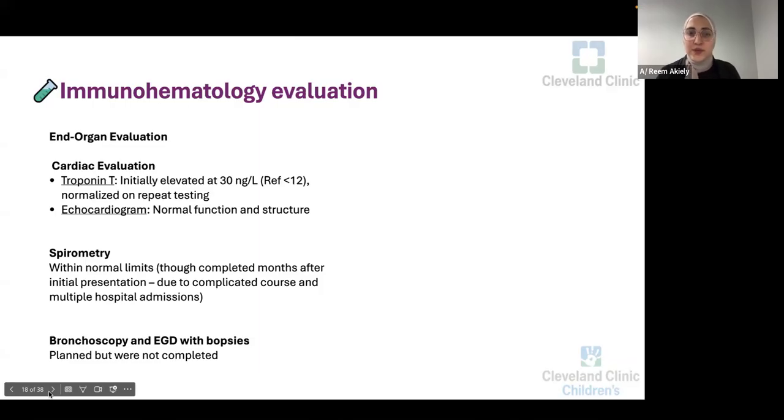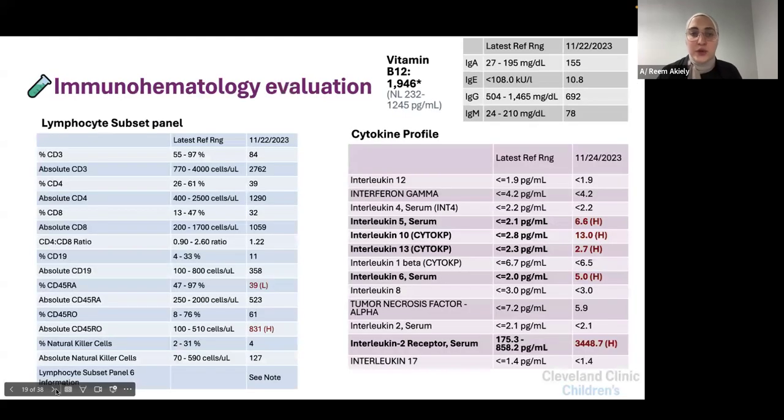However, it was completed a few months later due to the complicated course and multiple hospital admissions, as we will see in the next few slides. We had recommended bronchoscopy and EGD in coordination with our pulmonary team. However, these are still not completed, and we'll get to that in a bit as well. Additionally, we proceeded with the following evaluation.